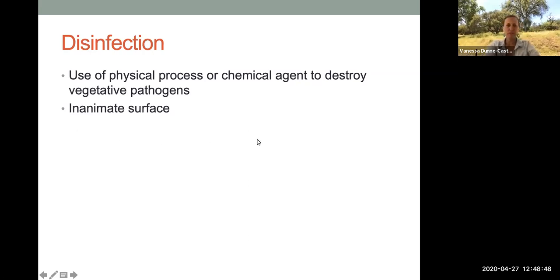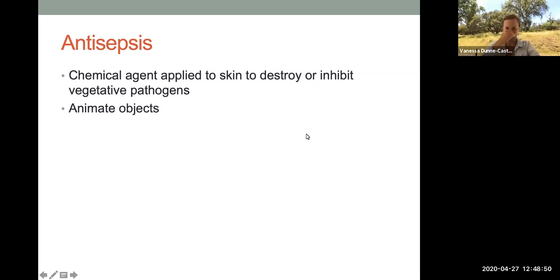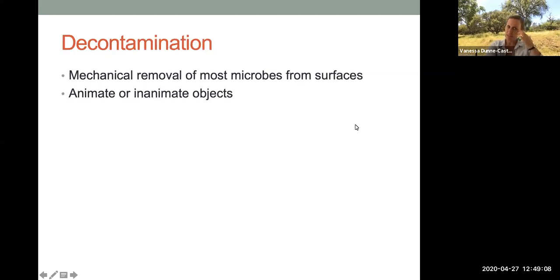When you are dealing with animate surfaces, we are then talking about antisepsis. So for your skin, for example, this would be an antiseptic control, and that's always using a chemical agent applied to the skin to destroy or inhibit vegetative pathogens. Again, destroy means kill, or inhibit means stop them from working. And then the lowest level would be decontamination, which is mechanically removing, like picking something up and moving it away, the mechanical removal of most microbes from surfaces. And this would be either on animate or inanimate objects.